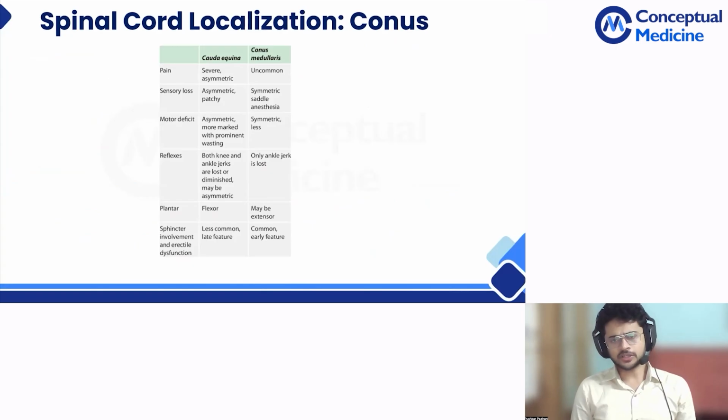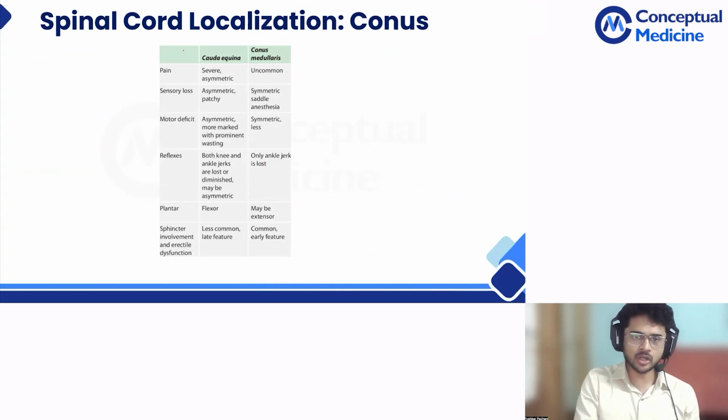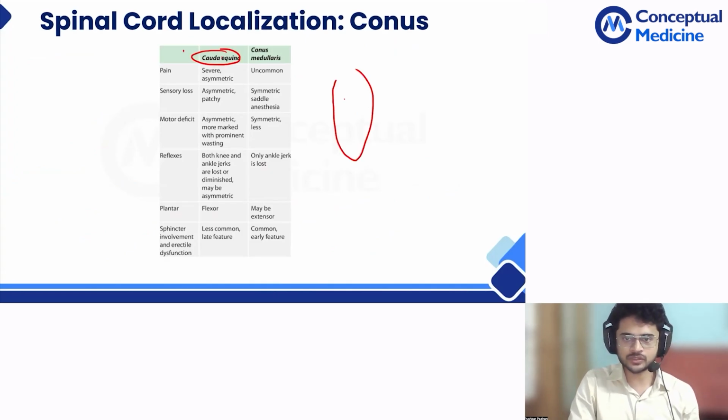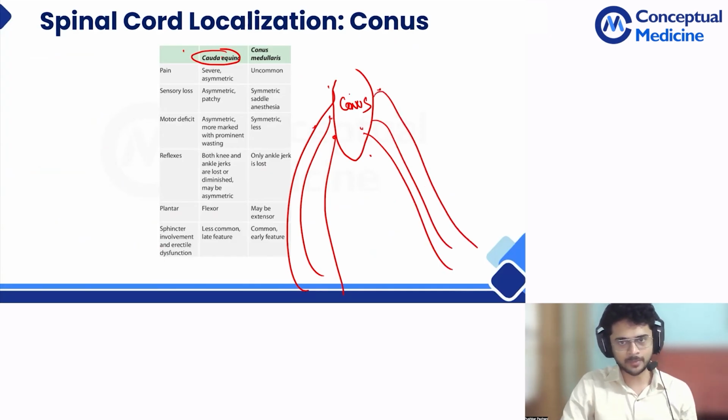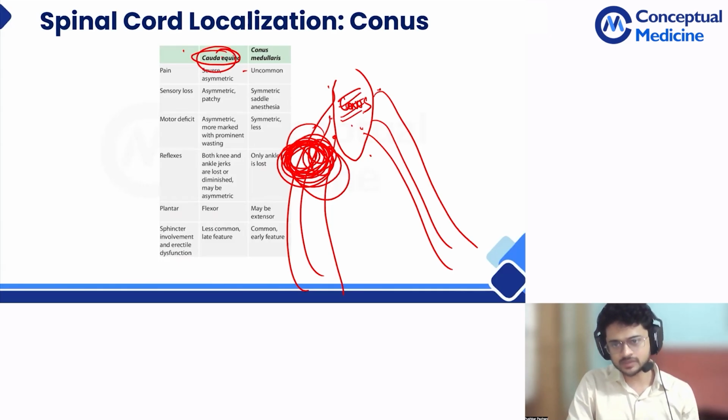So how do you differentiate a conus medullaris lesion from a cauda equina lesion? Okay, so you have to understand that cauda equina is basically root involvement. So you have the end of the spinal cord, which is the conus. And from here, you have all the lower nerve roots which descend all the way down to exit via their corresponding intervertebral foramen. So when you have a lesion that is involving these exiting nerve roots alone, it's called a cauda equina. When it involves the conus per se, it's known as a conus medullaris lesion.